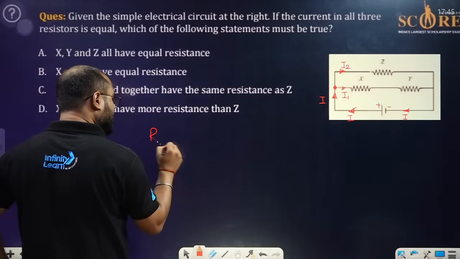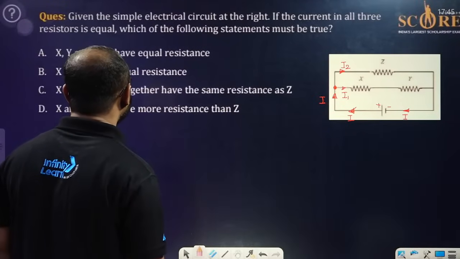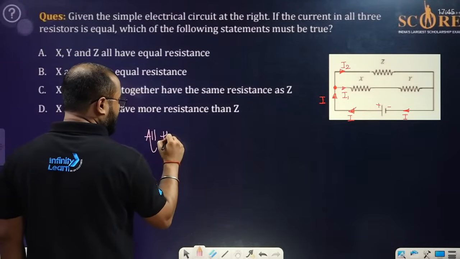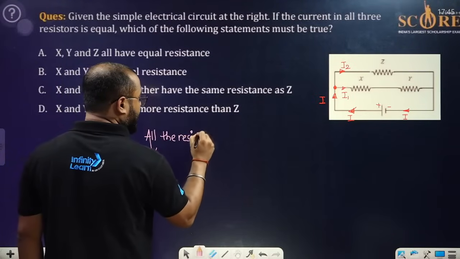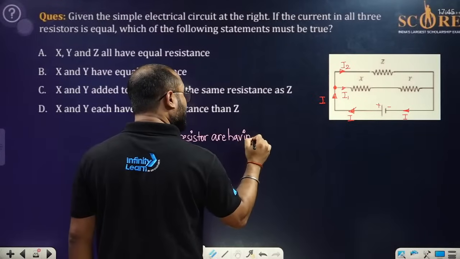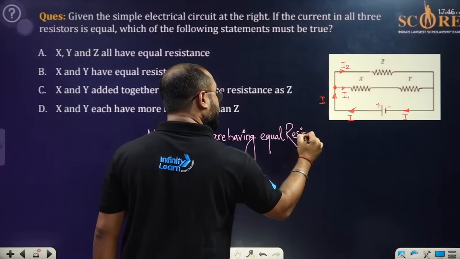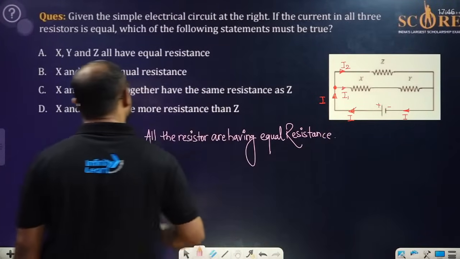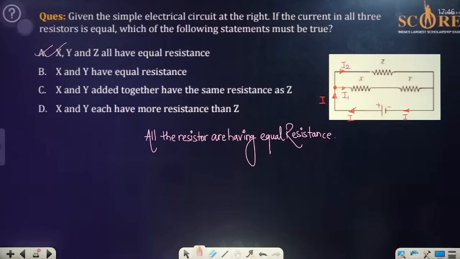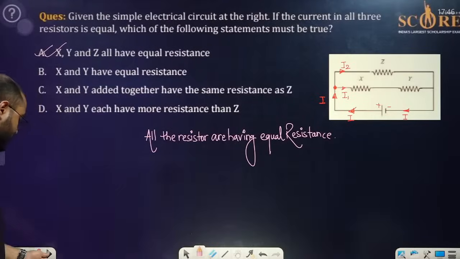That means the only case is that all the resistors are having equal resistance. Equal resistance. That is going to be option A. X, Y, Z all are equal resistance. Then only the current will be the same. Otherwise, there are no other possibilities because it is already a parallel combination circuit. Right? Let us move forward.